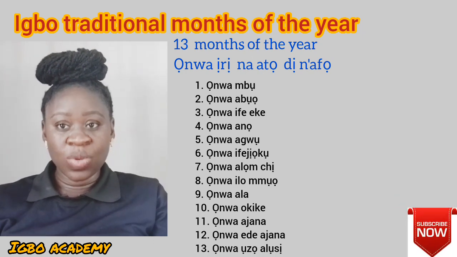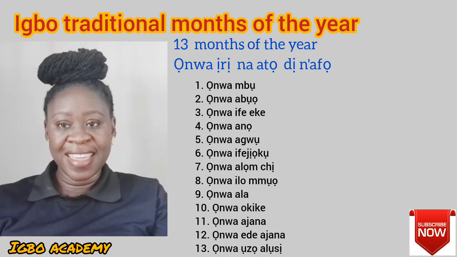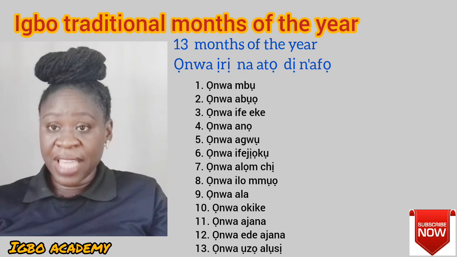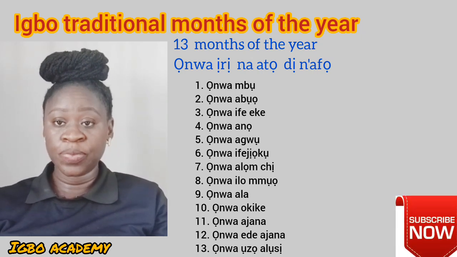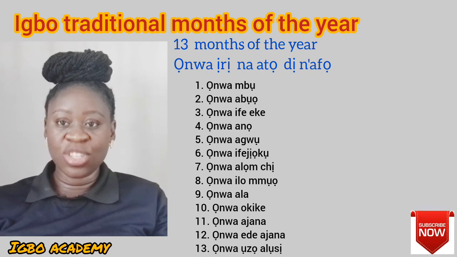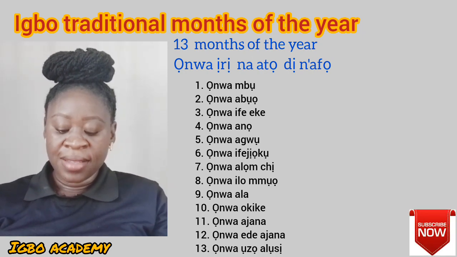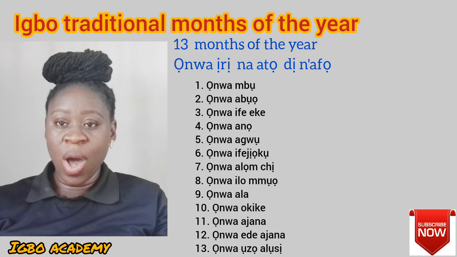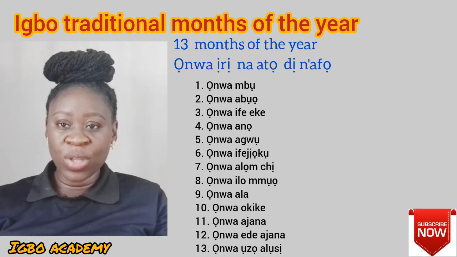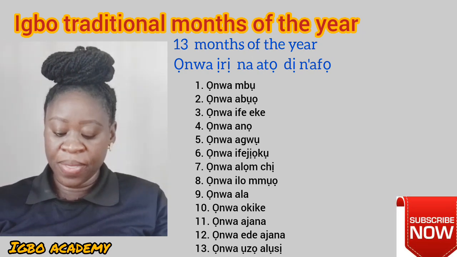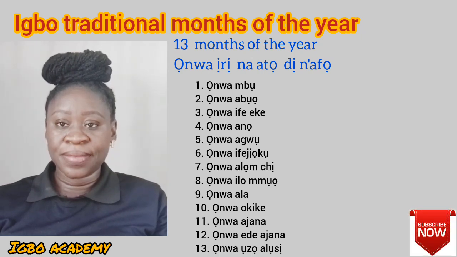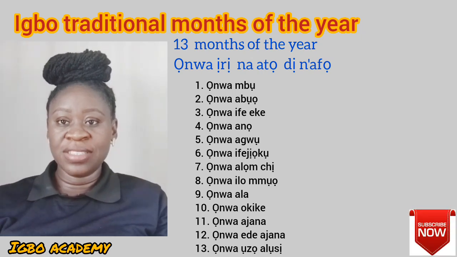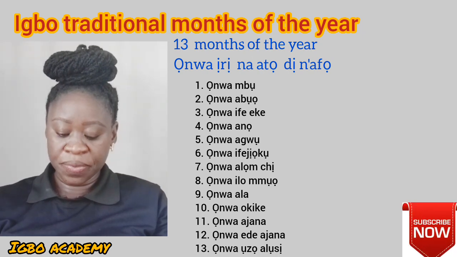In Igbo language we have 13 months in a year. Ha bụ ndị a. The first one is ọnwa mbụ. The second is ọnwa abụọ. The third month is ọnwa Ifeke.